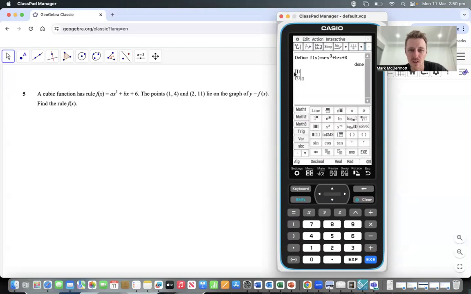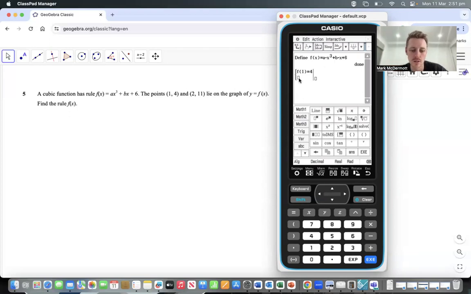And you're going to have two equations because we've been given 2 points. So basically, when the function is equal to 4, the x value that's substituted in is 1. So what we know is that f of 1 equals 4. Now let's just think about what's happening there. f of 1 equals 4. So if we made x 1, so a times 1 cubed plus b times 1 plus 6 equals 4. So that's one equation with a and b as unknowns.